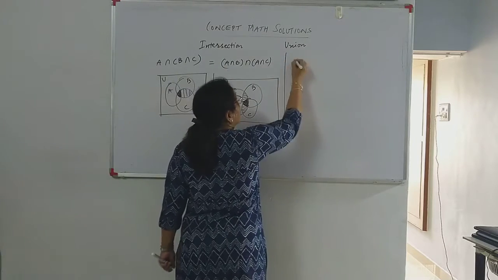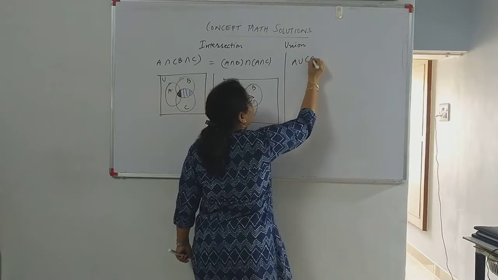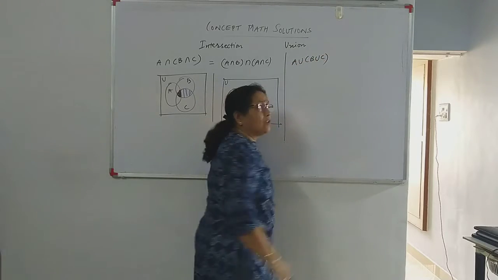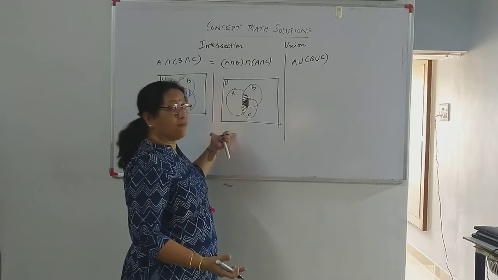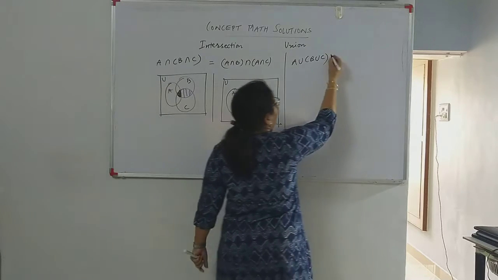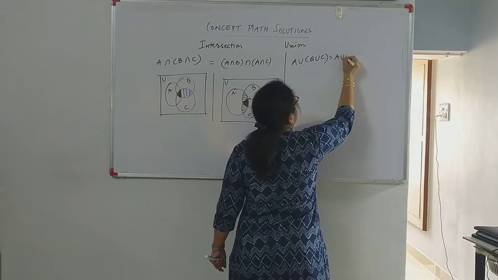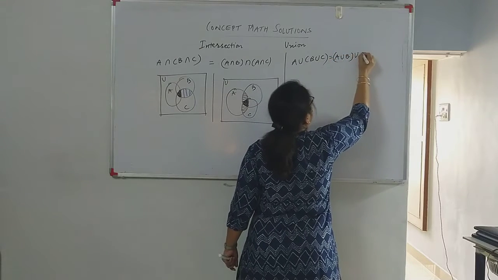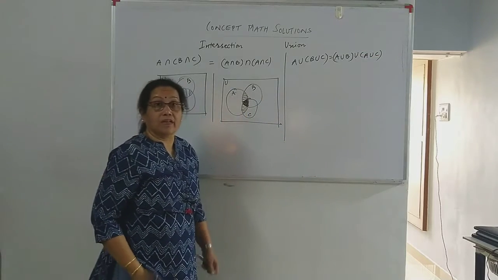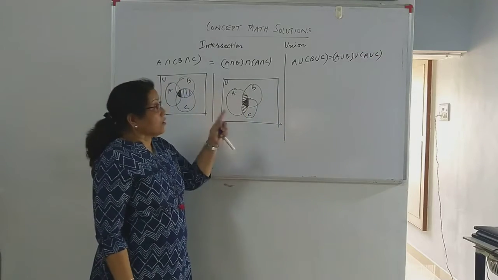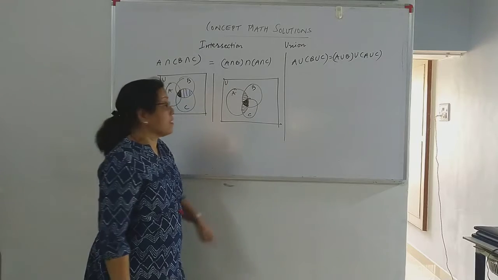Same way, if you see union, A union B union C. Now I think you all should be able to draw the Venn diagrams on your own and understand. I have drawn for this. You draw for this: A union B union A union C. That is, union is also associative. Intersection is associative. Union is also associative.